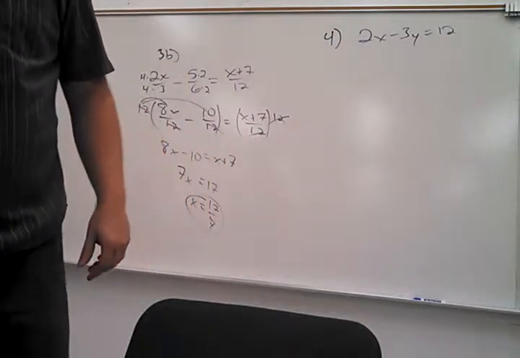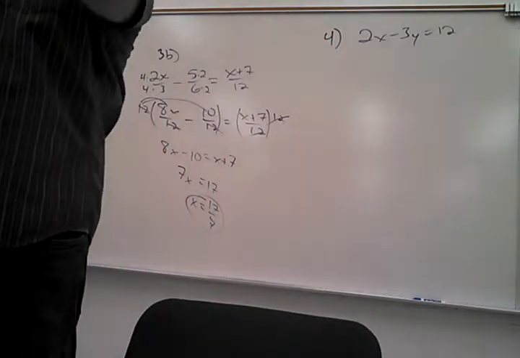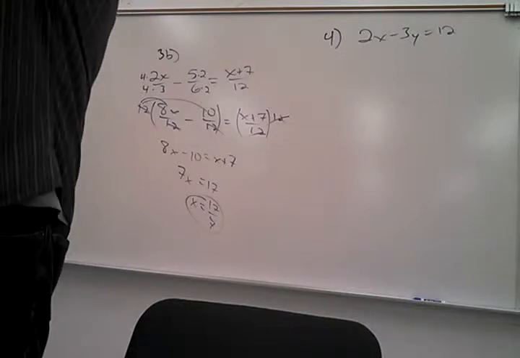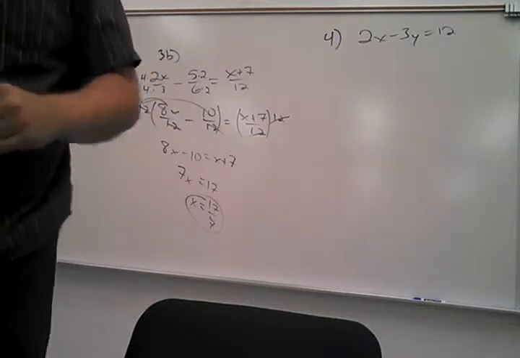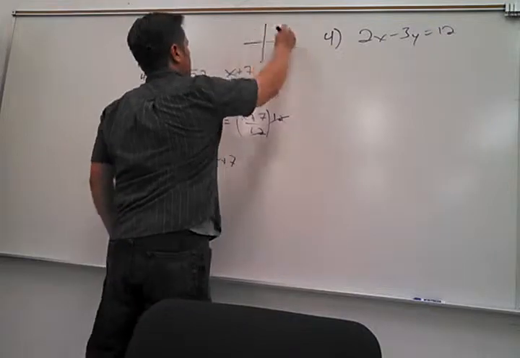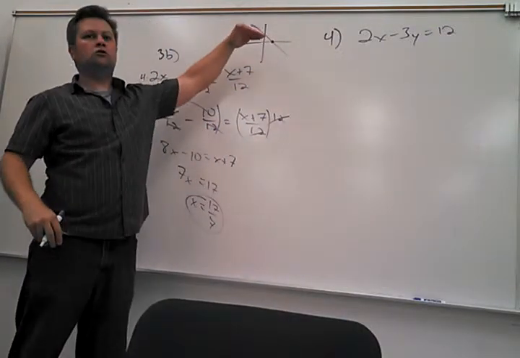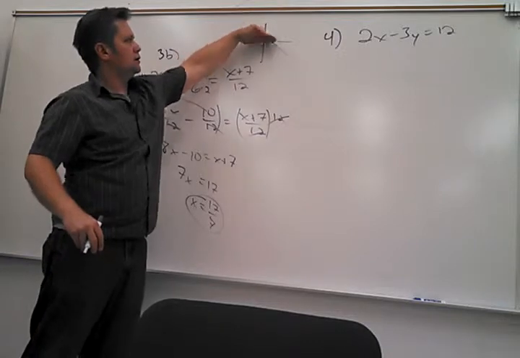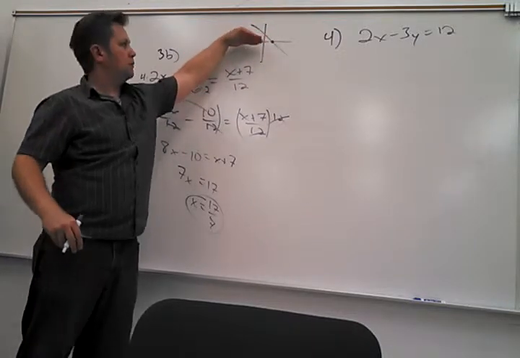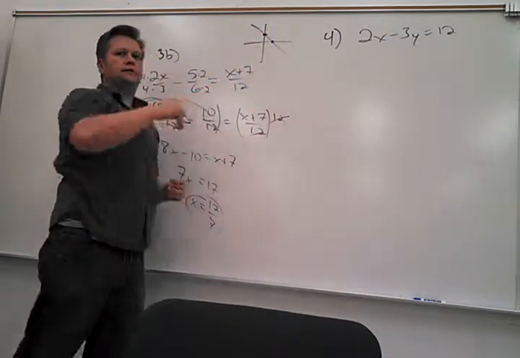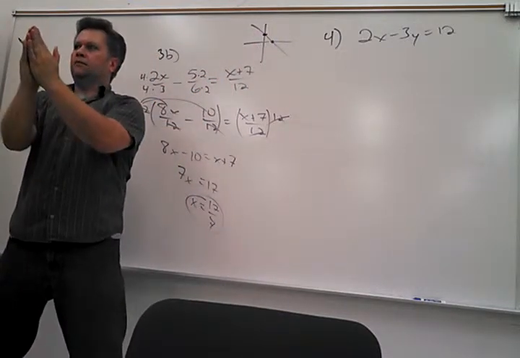X and Y intercepts. The x-intercept is where the line hits the x-axis, remarkably enough, and the y-intercept must be where it hits the y-axis. So when I hit the x-axis on a line, what must be true? Y must be 0. Do you guys see that? I can't be up or down at all, so y must be 0. When I hit the y-axis, x must be 0.